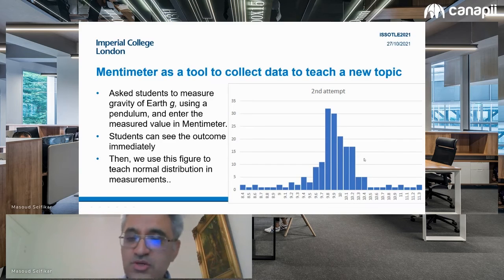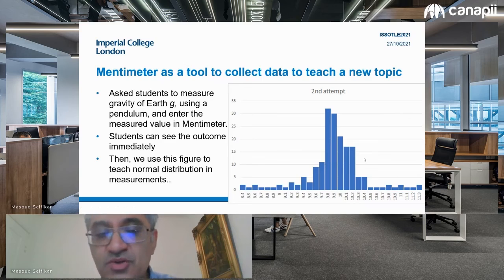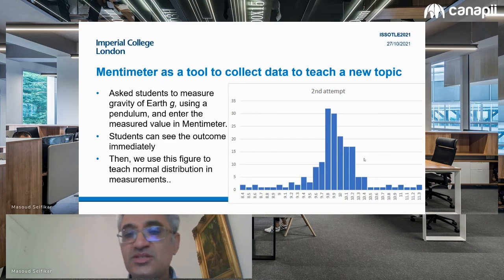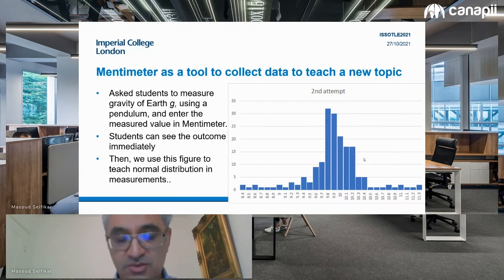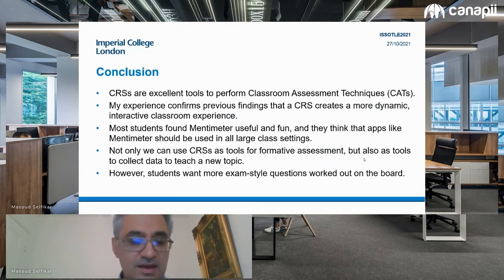For example, I show that, oh, you see that the result that you got here is very similar to a normal distribution. It's a fantastic way of teaching students about this idea. It's an important topic in math and physics, and I found it fantastic that I can use Mentimeter to get the result very fast and teach students. So that's it, and I thought it's good to mention other ways of using Mentimeter as well.